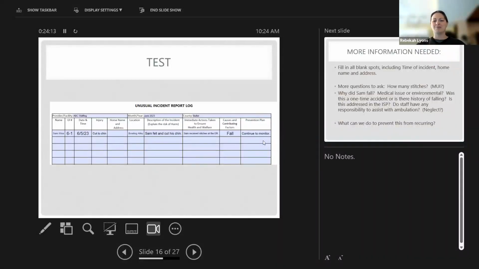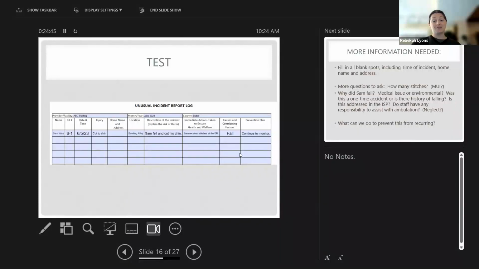Sam fell. It could be a medical emergency. It could be an environmental factor. He could have tripped. Just a one-time accident. So we want to know why, what happened, so we can figure out why it happened and then be able to address it. Also, from my MUI mind, I'm looking at stitches and I'm wondering how many stitches he got, because 5 or more needs to be reported as an MUI. So fall, again, I would ask more why until you get to the end. Why did he fall?